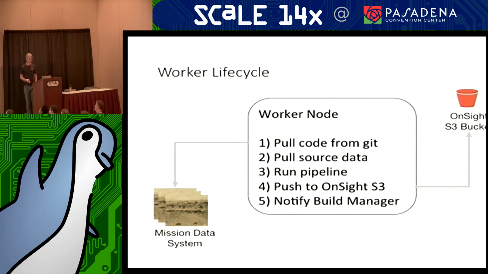So the life cycle of a worker is it comes online, it registers itself with the Jenkins master, and then it waits around until new work comes in. When work is available, that node will first pull our code from Git and build the version of the pipeline that it's going to run. Then it'll pull the source data that it needs from the mission data system. Then it will run the image processing pipeline, and then, assuming everything goes successfully, it will push the results to the on-site S3 bucket. And then it will notify the build manager that a new build is available. And at that point, it can go back to waiting for more work, at which point the Jenkins master will either give it another job to do, or it will shut it down if there's no work.